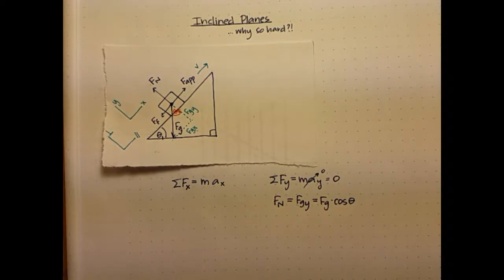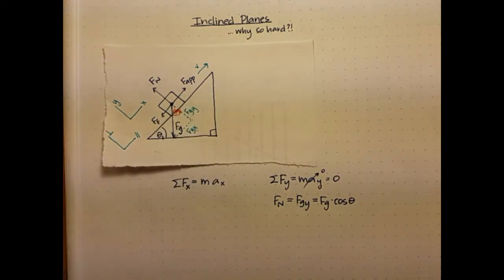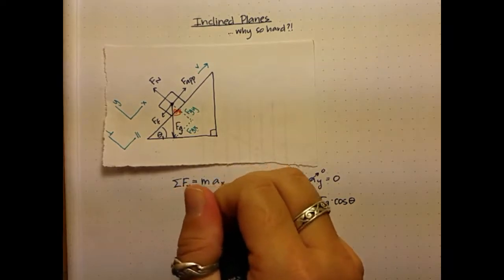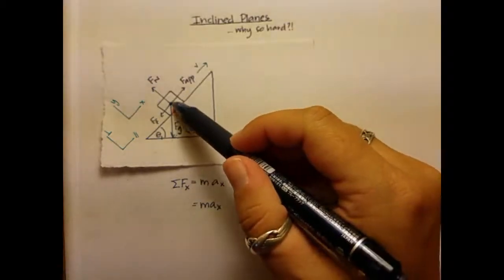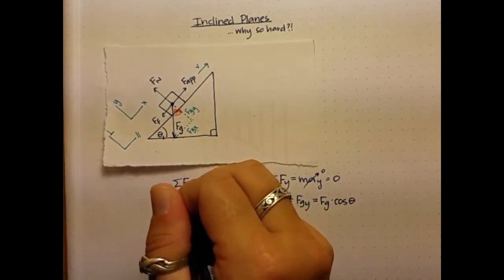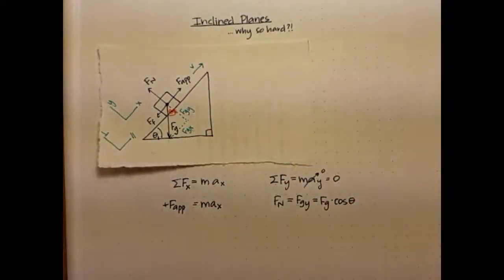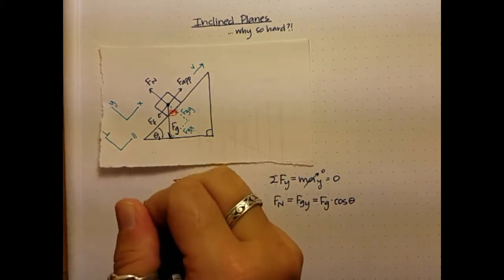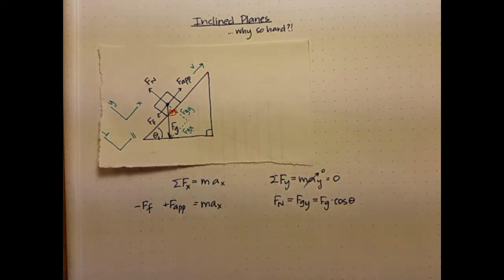Well, what about in the x direction? Well, in the x direction, I'm probably going to have some sort of acceleration since I've drawn an applied force and a frictional force that are not balanced. So I'm going to keep my mass times acceleration in the x, and I'm going to look into summing the forces in the x direction. So what forces do I have? I have an applied force that goes up the ramp, so that's positive. I have a frictional force that goes down the ramp, so that's negative. But I also have the x component of the force of gravity.